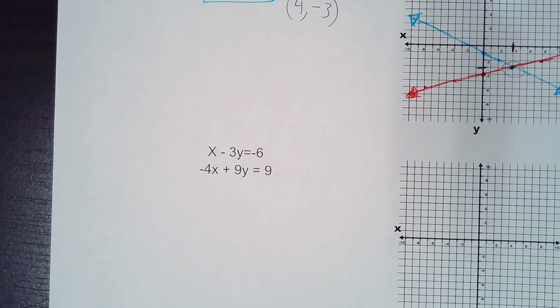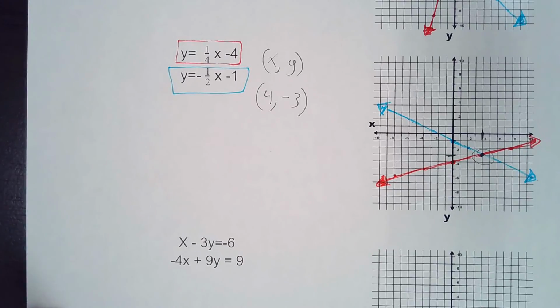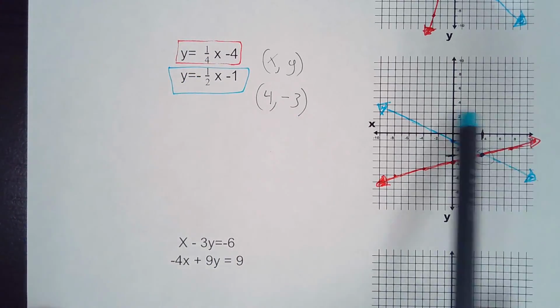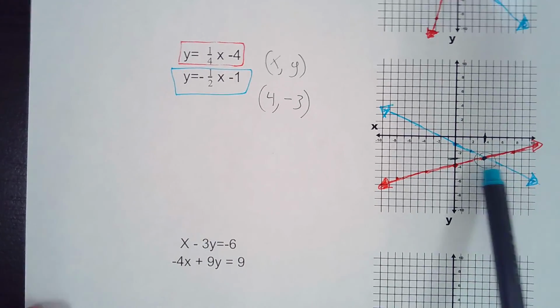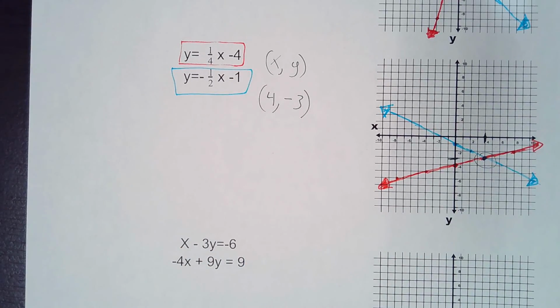So just a quick summary of how we solve a system of equations by graphing. You graph both lines, and then look and see where the lines cross. That's our solution to a system of equations.